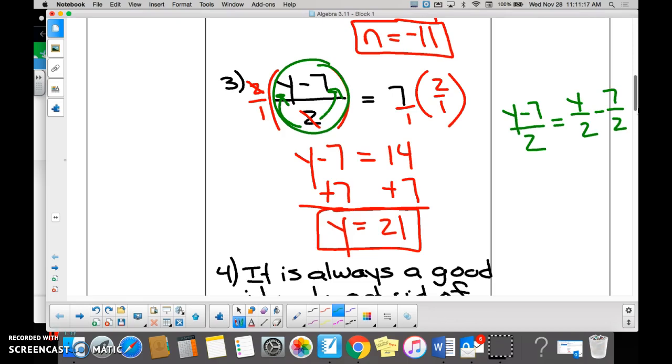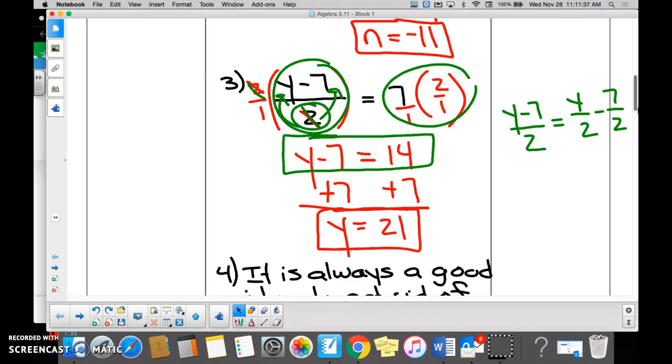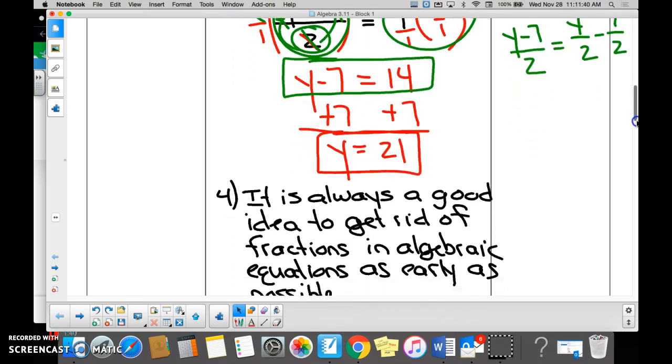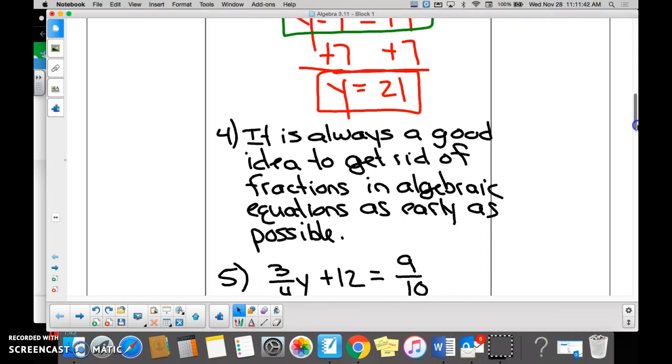Not legit. So the easiest thing to really do is to get rid of the fraction. We've always talked about doing the easy step first. The easiest step first was to get rid of the fraction by multiplying both sides by 2. We cancel out this 2, we cancel out this 2. Here we're multiplying by 2. This right here is your new equation. Pretty simple to solve from there, yes or no? Yeah. Okay. Moving on to number 4, we then wrote down it's always a good idea to get rid of fractions in algebraic equations as early as possible.